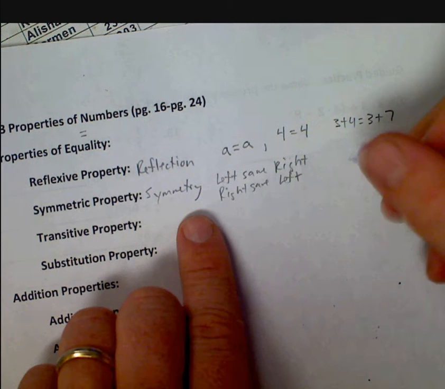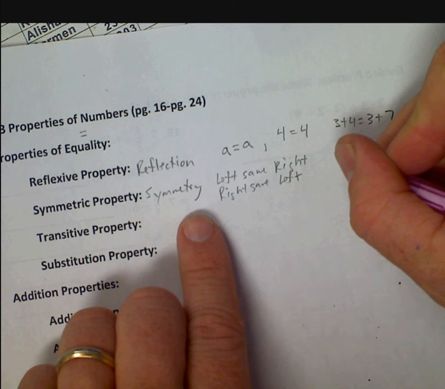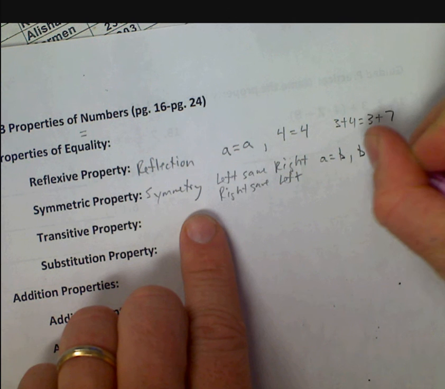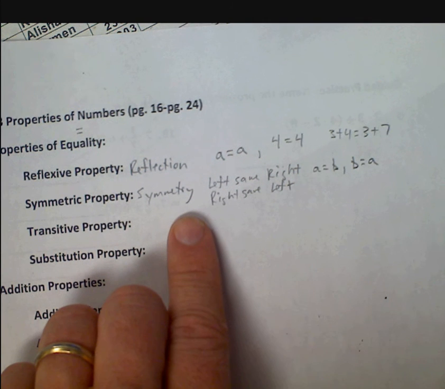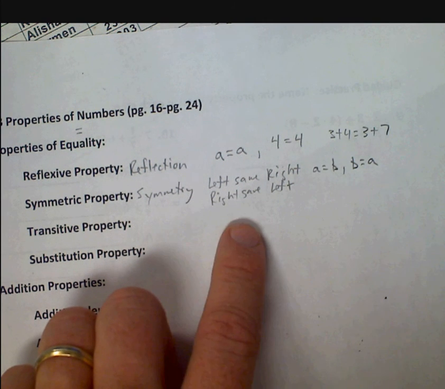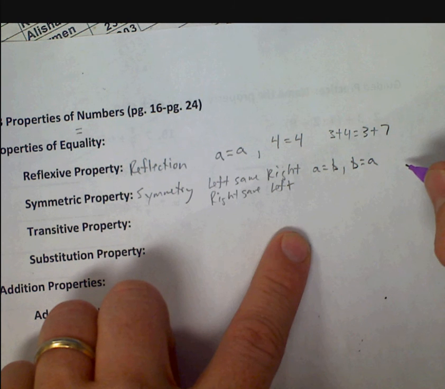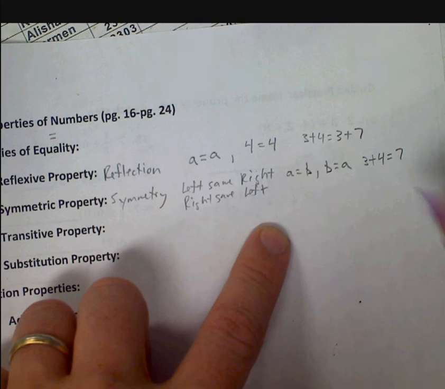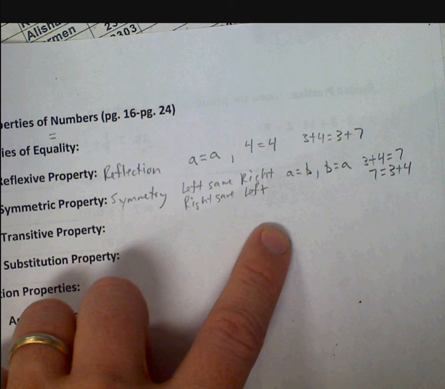That's what symmetry means. So, if I say A equals B, then I know B equals A. I can put the left side to the right and the right side to the left. So if I'm talking about numbers, then I can say if 3 plus 4 equals 7, then I know that 7 equals 3 plus 4. Left side equals the right side equals the left.